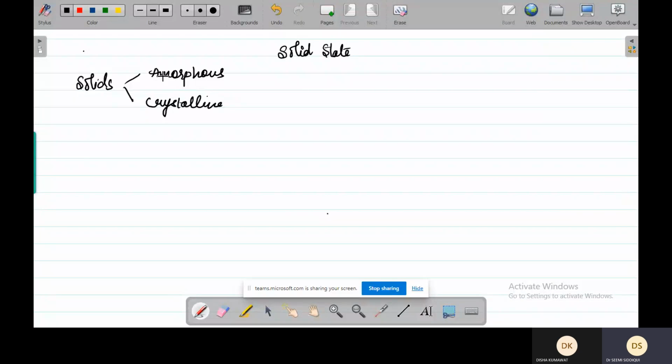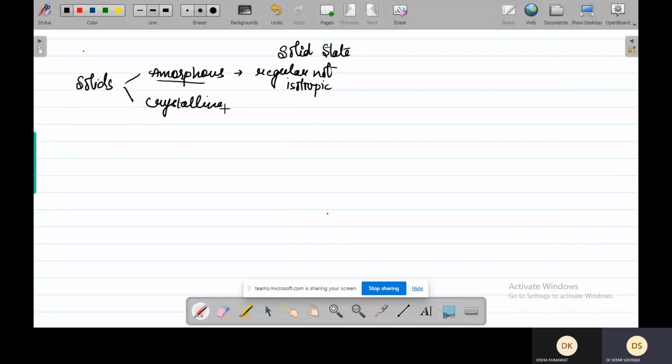Now, when we talk about the amorphous solids, the arrangement of building constituent is not regular. They may have a short range order. Their melting points are not going to be sharp. They are isotropic in the nature. Now, what is the isotropic? Isotropic in the nature means over here their properties like your mechanical strength, electrical conductivity, they are going to be same in all directions. For example, your quartz glass, your rubber, etc.